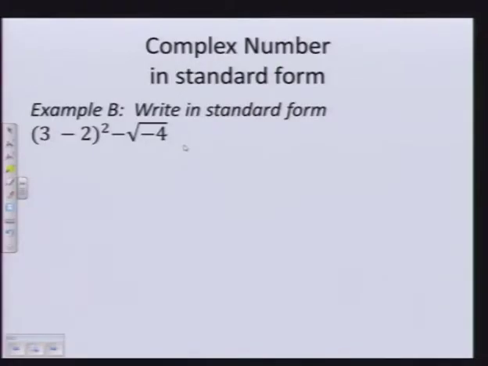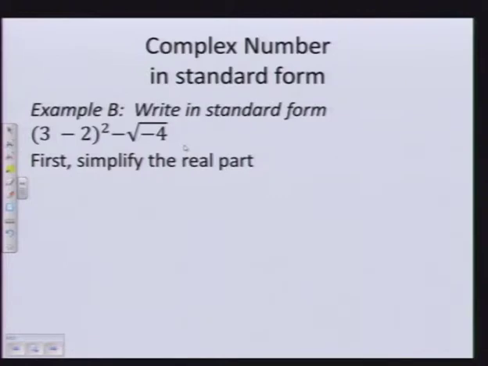So we've got the scenario here where we have 3 minus 2, in parentheses, squared minus the square root of -4. Now notice in this one we don't just have -1 underneath the radical, so we're going to have to do a little bit more manipulation here, and so that's what we'd like to show you here today.